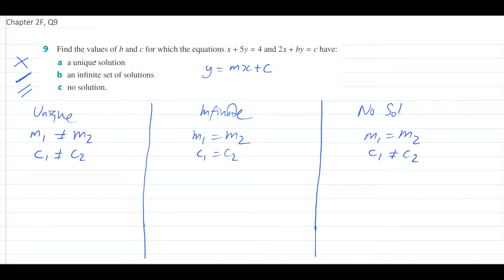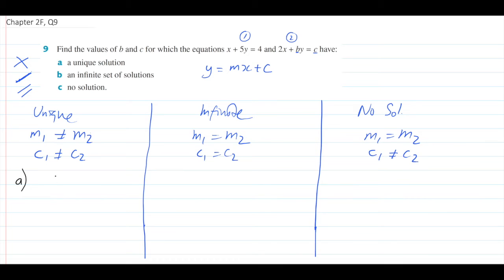Question 9, let's have a read. Find the values of b and c for which the equations x plus 5y equals 4, that's equation number 1, and then equation number 2 is 2x plus by equals c. And b and c here are constants, so we're trying to solve for them so that they give us part A, a unique solution, part B, infinite solutions, and part C, no solution at all. So without further ado, guys, let's get into the question.